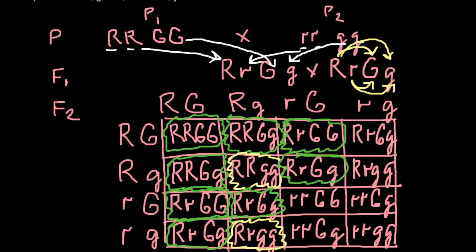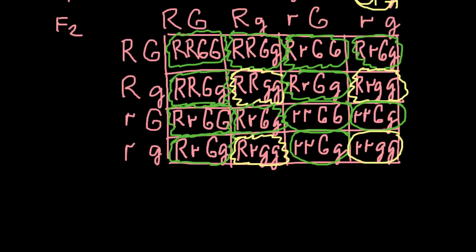and this time we have round and green. So round and green, round and green here, and wrinkled and green here, and as you see here we have wrinkled and yellow, and round and green here, and round and yellow in the last cell. So what are our ratios? Let's count.